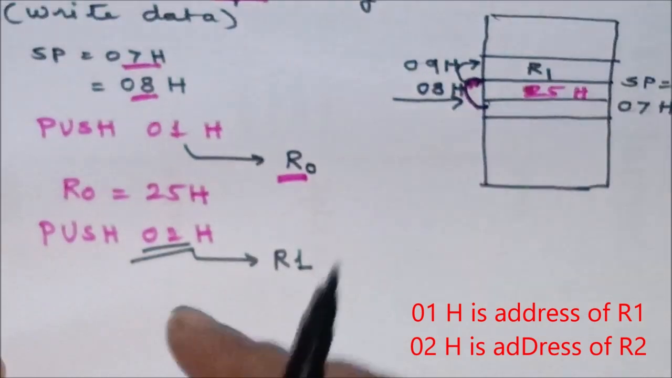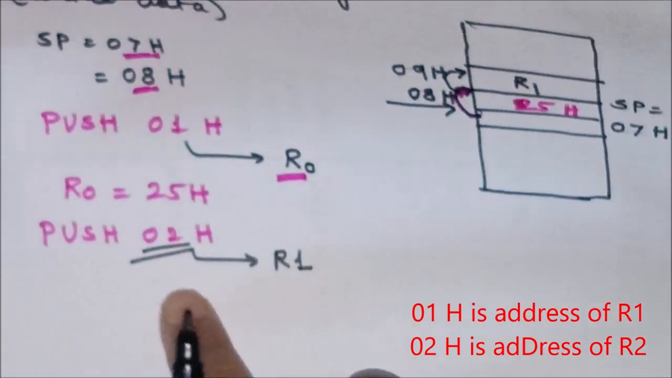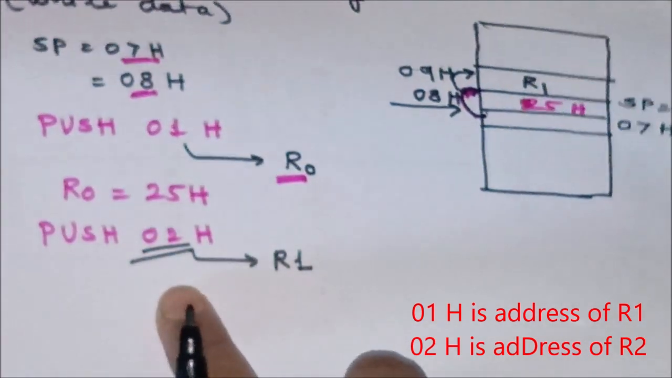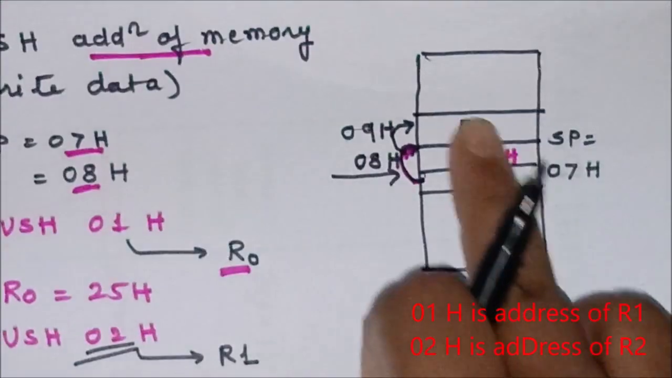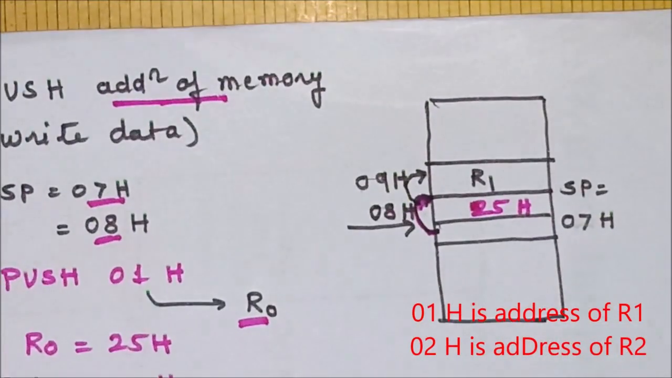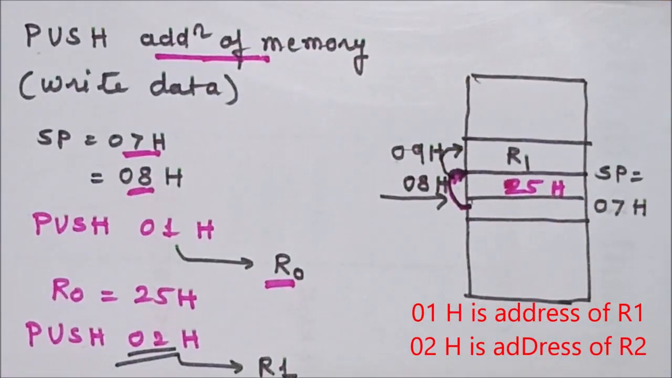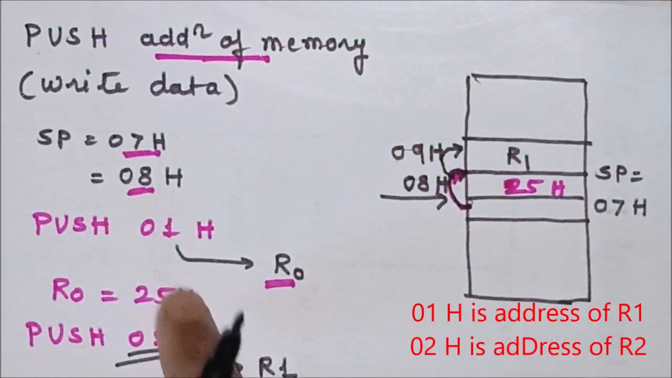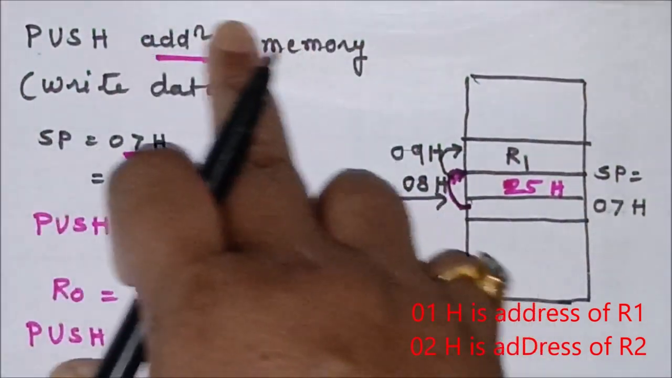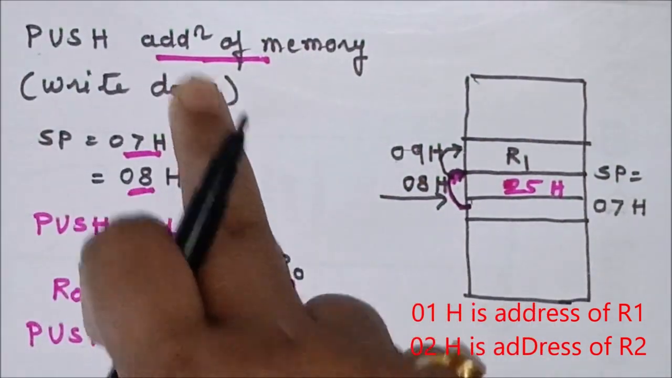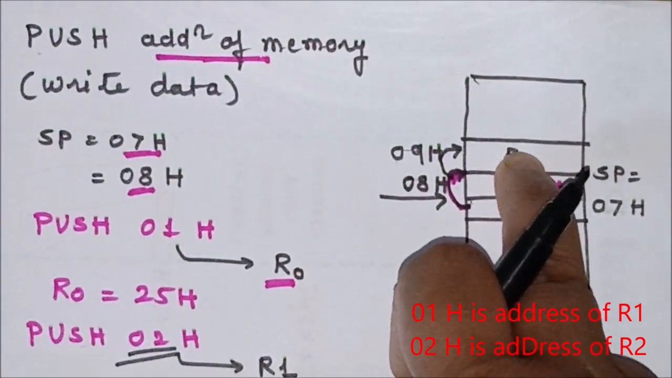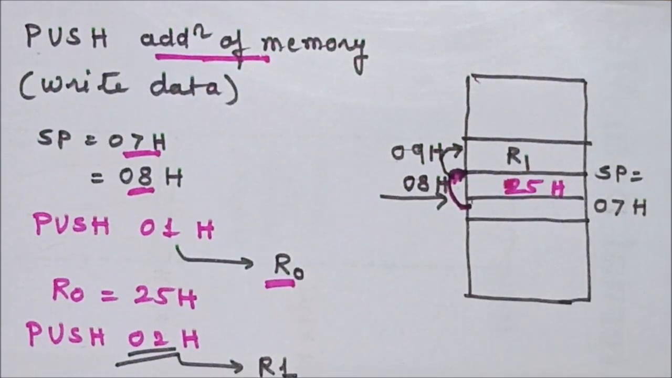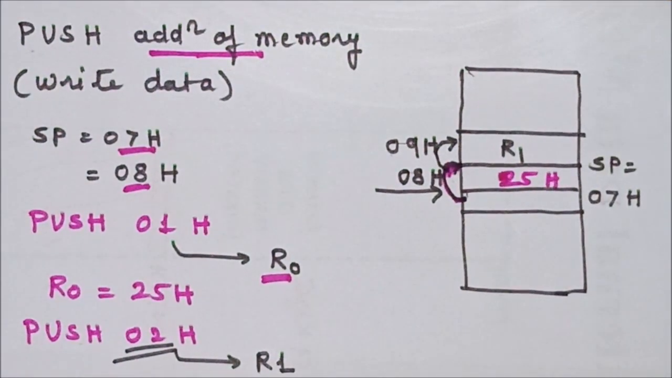If you write the next instruction PUSH 80H, the port P0 contents will be stored at the next memory location. So while executing a push instruction, the microcontroller increments the stack pointer by 1 and stores the contents of the address specified in the push instruction at the memory location where the stack pointer is pointing. This is how the push instruction is executed.